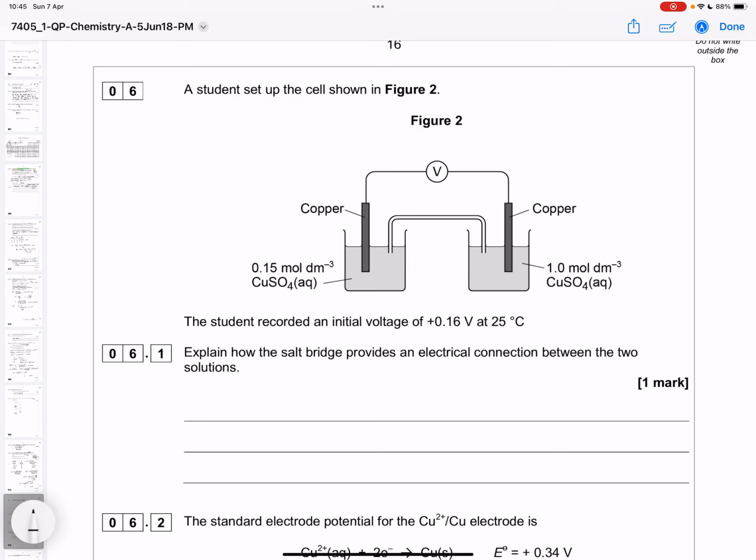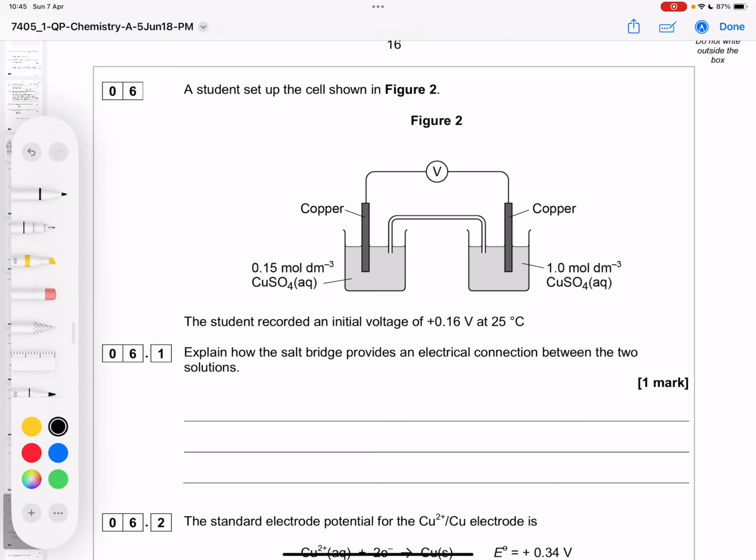A student set up the cell shown in figure 2. So if we have a look at this, this is a little bit unique in terms that we've got copper half cell on both sides, but we'll notice that if we actually take a closer look, the concentrations are different. And so because of the concentration difference, there is going to be a potential difference, a difference in ability to attract electrons.